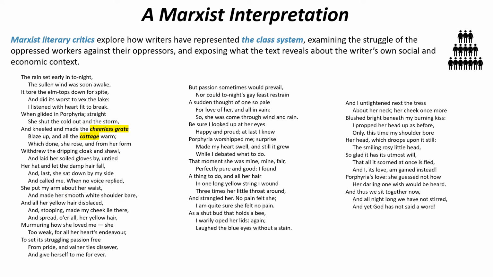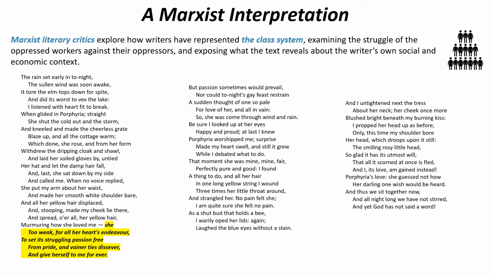And in contrast, the speaker of the poem has got a cheerless grate. So his fireplace is completely empty. There's nothing in it. There's no fire. He doesn't have servants to make the fire for him, and he hasn't bothered to do it himself. He also lives in a cottage, which juxtaposes with the gay feast. So there's quite a difference between Porphyria and the speaker of the poem, and he really draws attention to that in the opening section.